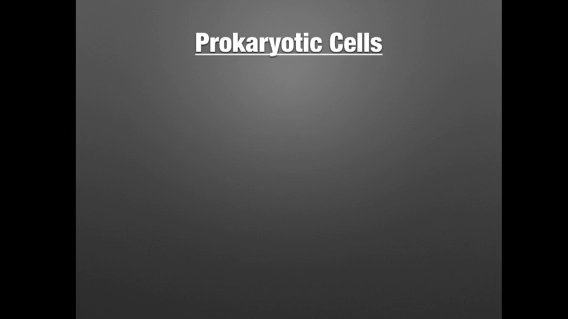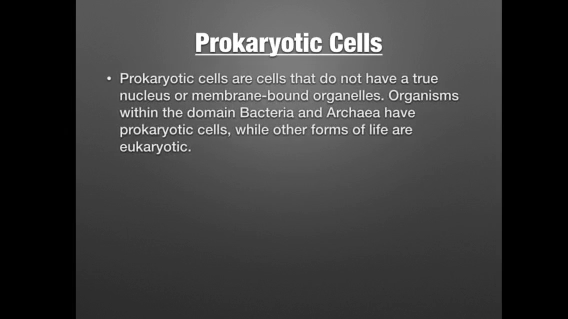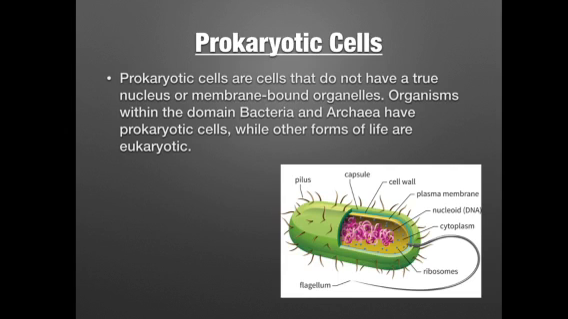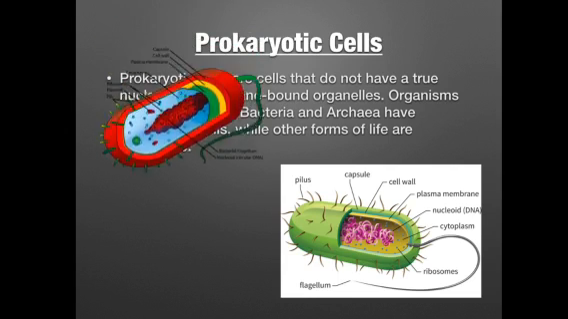What are the prokaryotic cells? Prokaryotic cells are cells that do not have a true nucleus or membrane-bound organelles. Within a domain, bacteria and archaea have the prokaryotic cells, but any other forms of life have eukaryotic cells. And the prokaryotic cells are shaped into capsules.